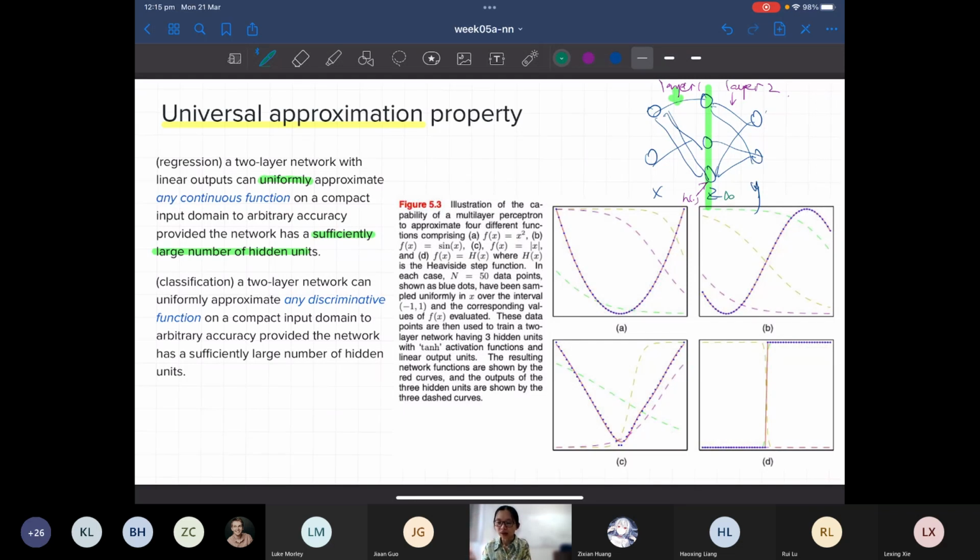So what it has is the intermediate nonlinearity is the tanh function, and linear output units. And furthermore, this network only has 3 hidden units, like what we drew here.